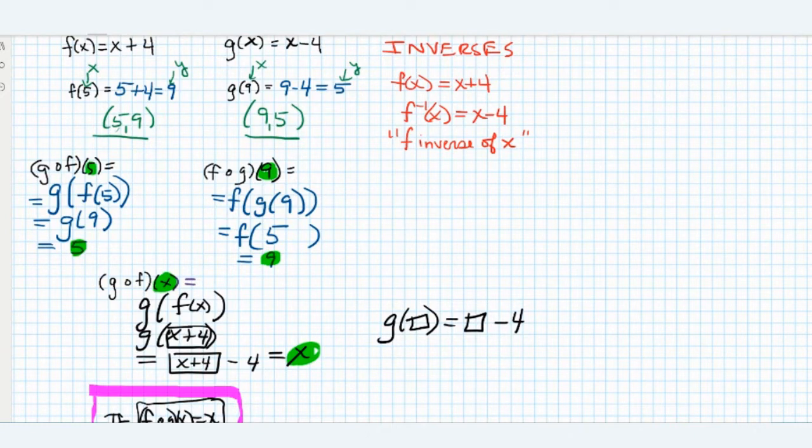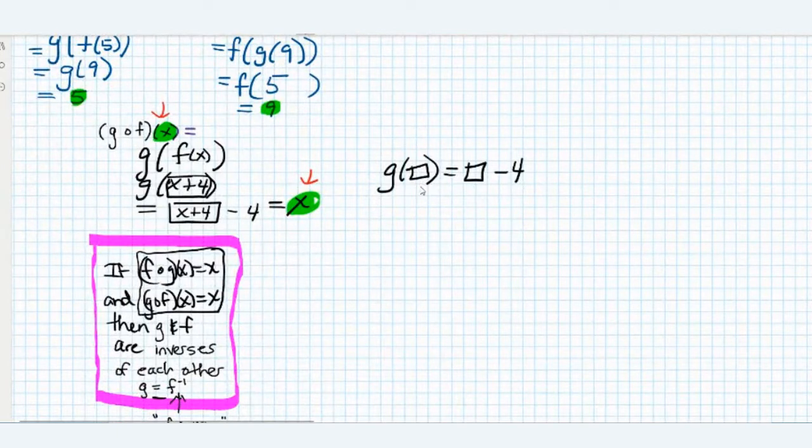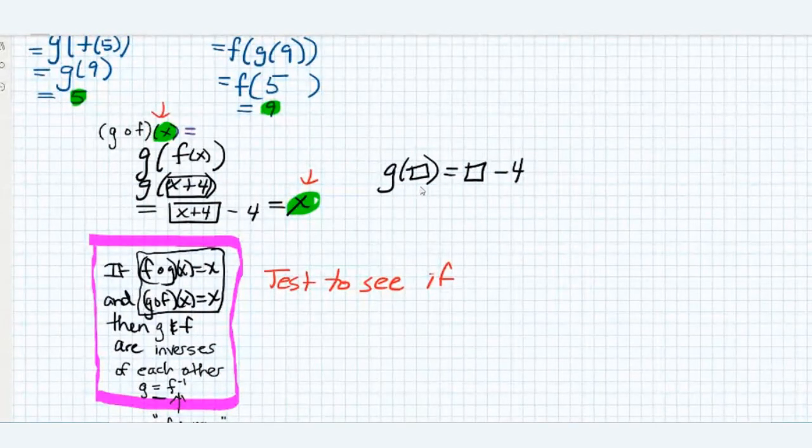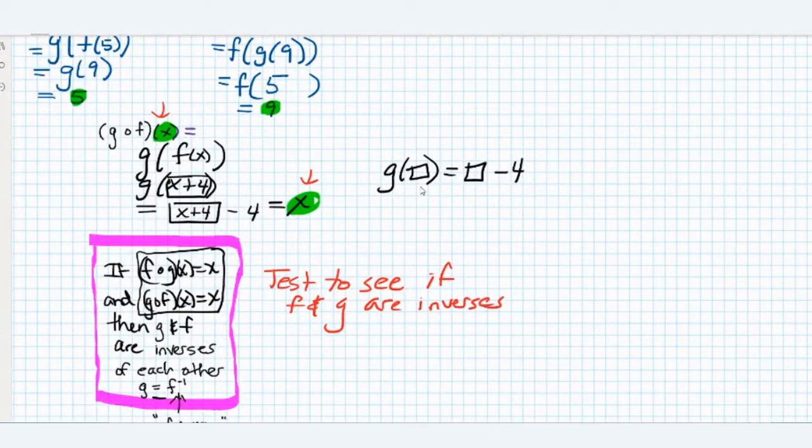So anyway, we're going to be studying functions that are inverses, and this characteristic that when you plug anything into its composition, you get that same number out is important, because this is how we'll test to see if f and g are inverses. Anytime we have two functions, we can calculate f composed with g of x and g composed with f of x. And if we get x both times, then we know that f and g are inverses of each other.